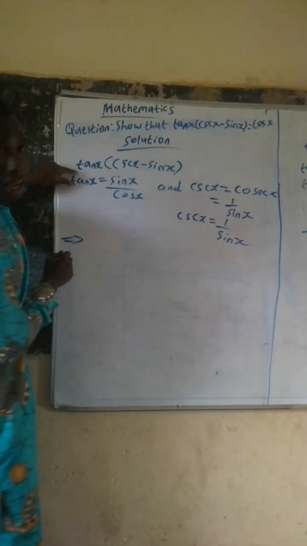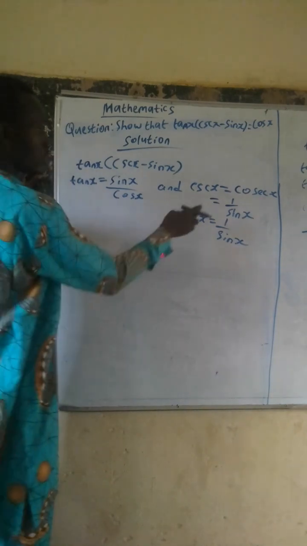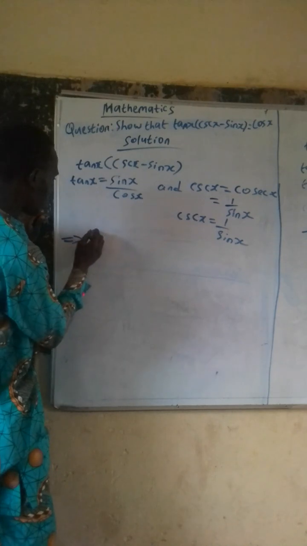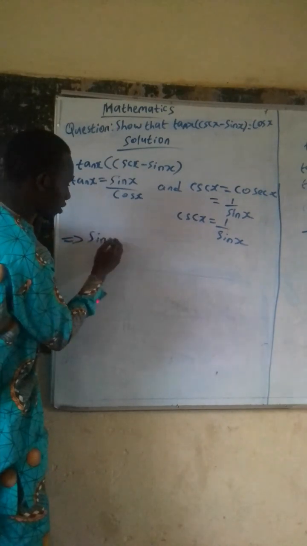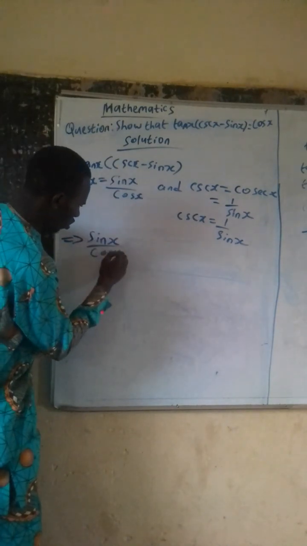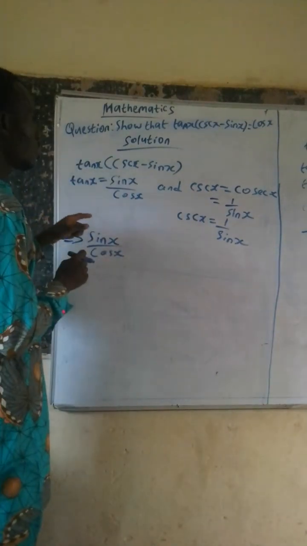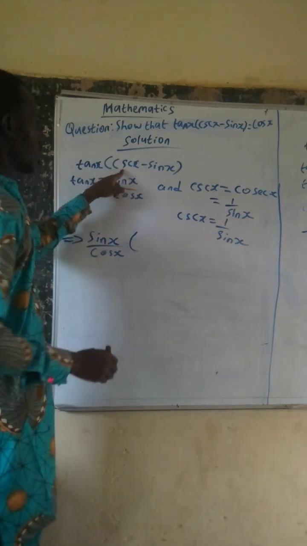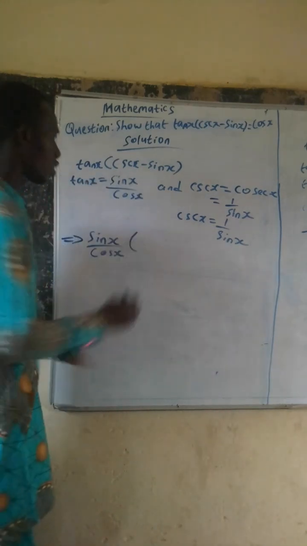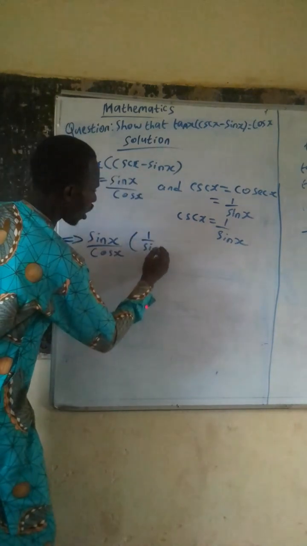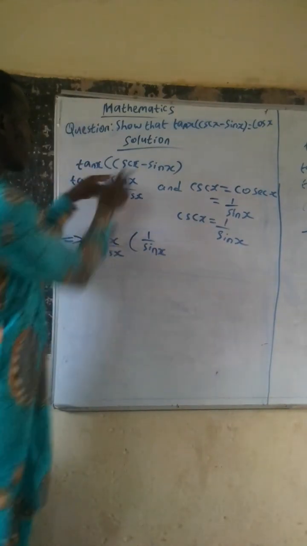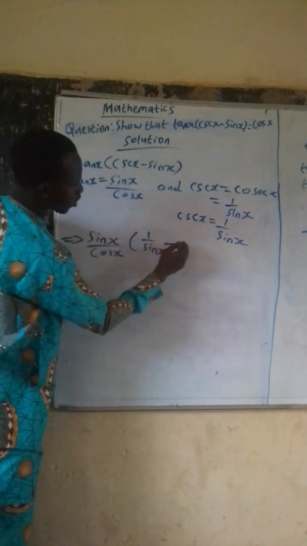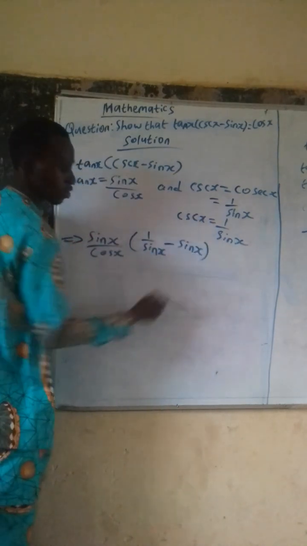Similarly, from here, instead of tan x, we are going to write sin x all over cos x, right? So we have sin x all over cos x. Are you getting me? So now we have done this, and in bracket, cosec x is 1 all over sin x. So instead of this, we wrote this, right? Which is this. So we have minus sin x.